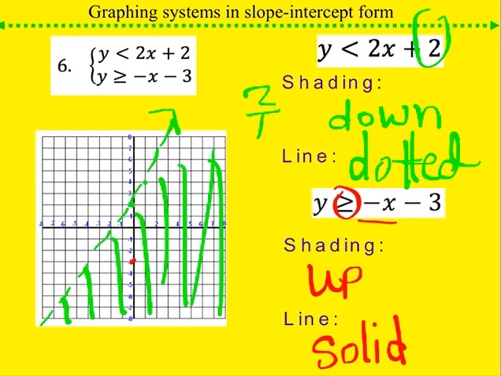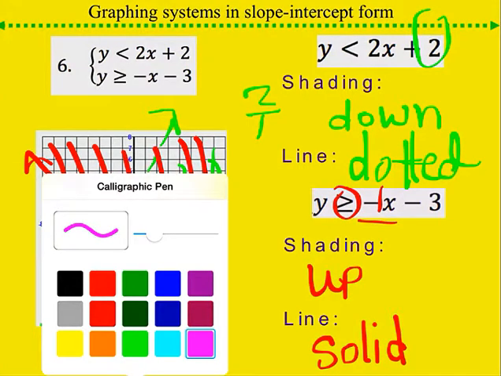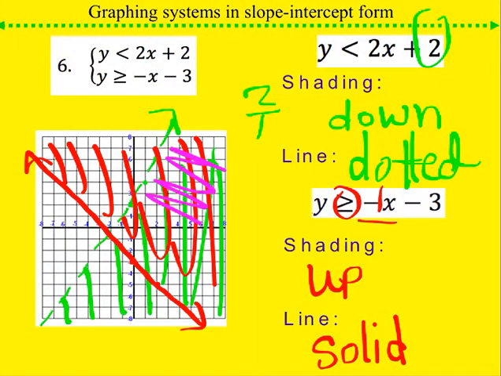And then, since it's a -1, we're going down 1, right 1, down 1, right 1. And so that's going to be a solid line. And from that one, we're going to go ahead and shade up. Now I want to color in really darkly where the 2 overlap, which is going to be right here. I'm trying to make that really obvious to whoever looks at my answer.